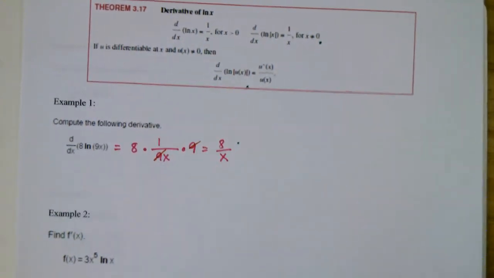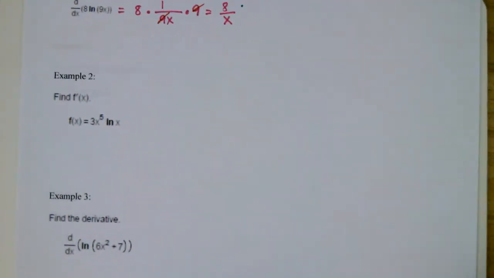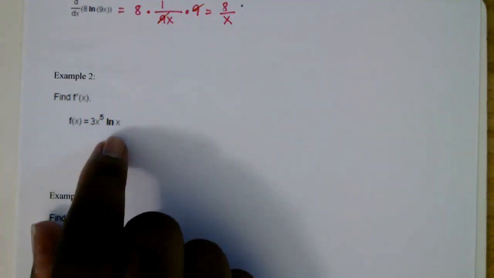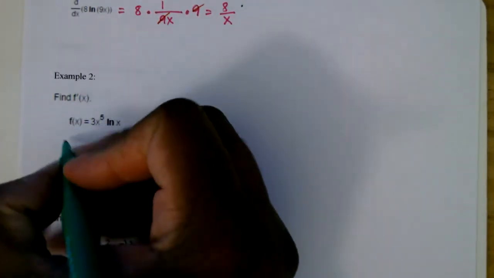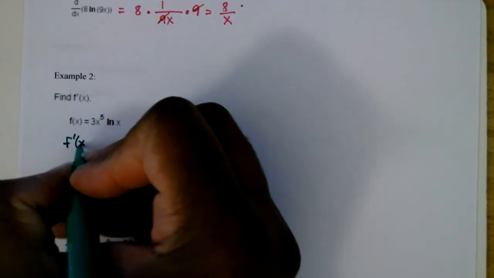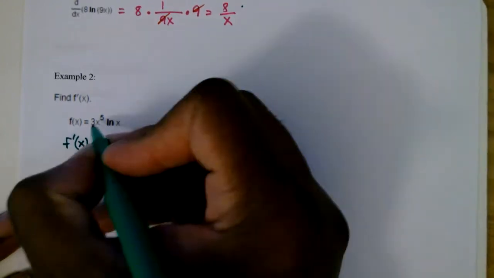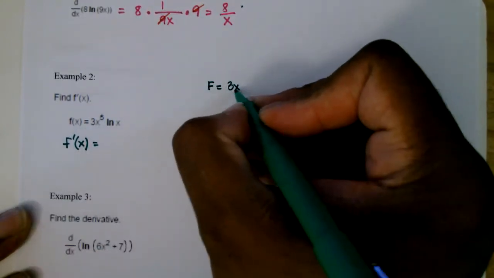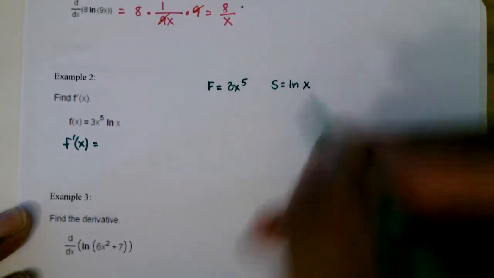All right, here's the second example, example number 2. Let's say we had this. f of x is equal to 3x to the 5th times the natural log of x. Now here we have to use the product rule because we got 3x to the 5th times the natural log of x. So the way we find that derivative, or f prime of x, now if you want to, you can do this off to the side by saying that the first be 3x to the 5th and the second be ln of x, if that helps.